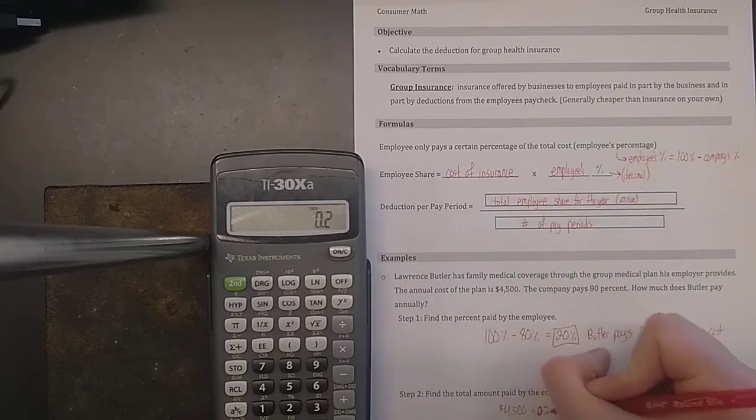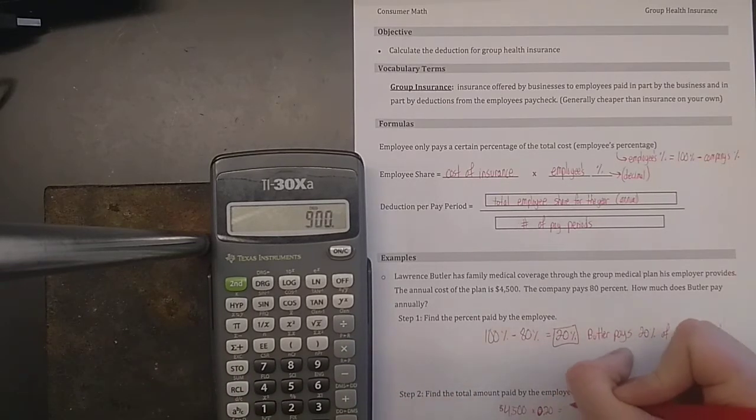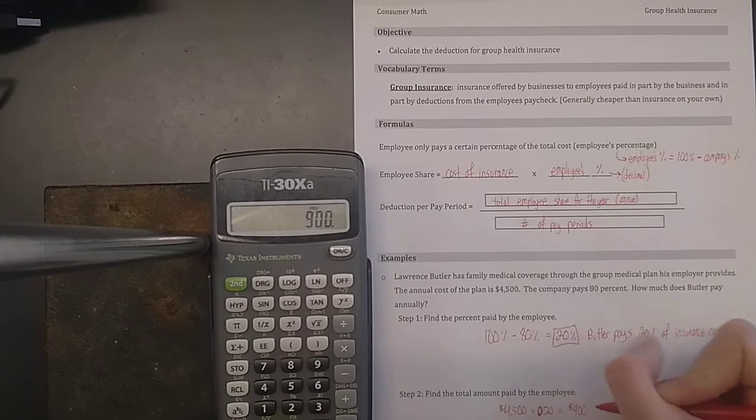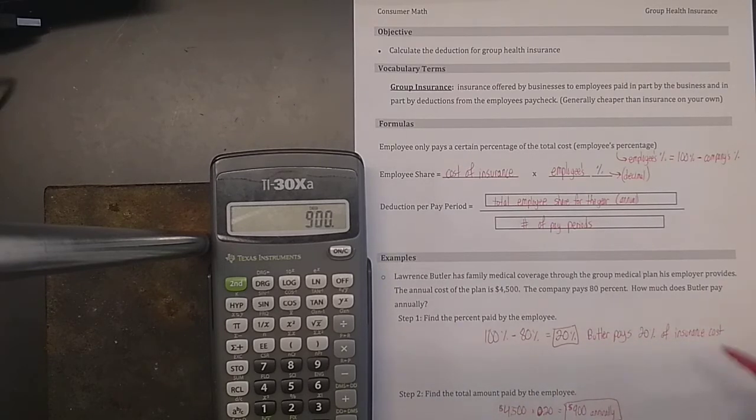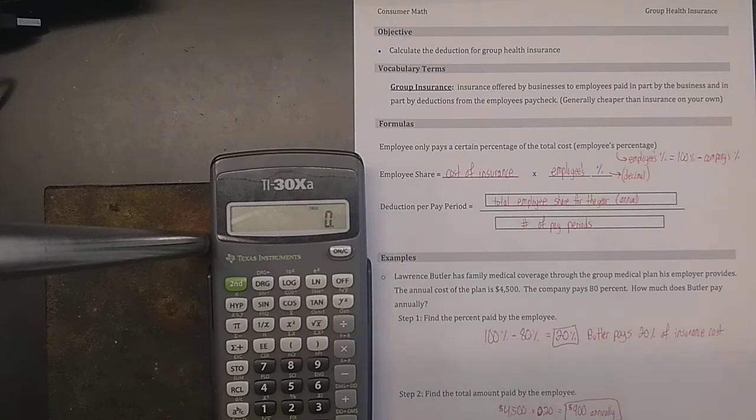Which in this case would be 0.2 times 4,500. Mr. Butler pays $900 annually. Now, if we were asked how much he is paying per week, if he got weekly paychecks, we would have another step where we would divide the annual cost by the number of pay periods, 52, or whatever the pay period schedule is at his work. But that's the basic steps, okay?